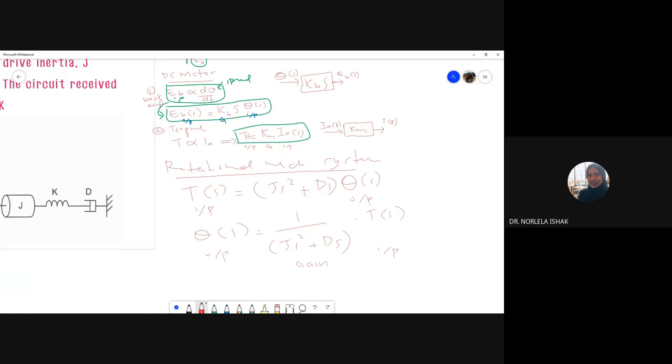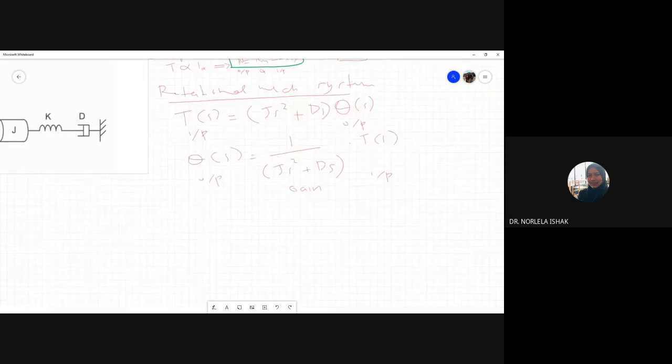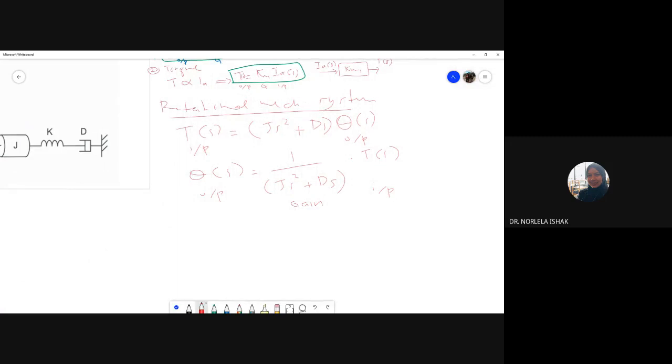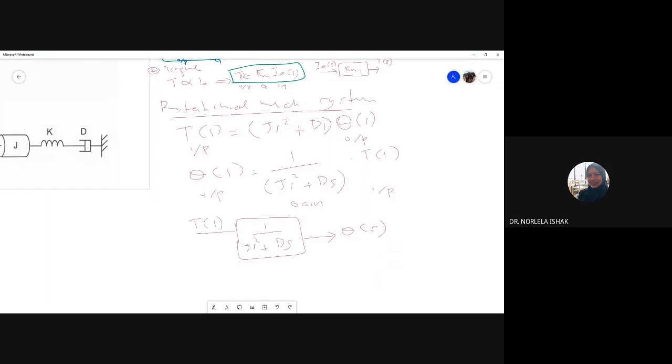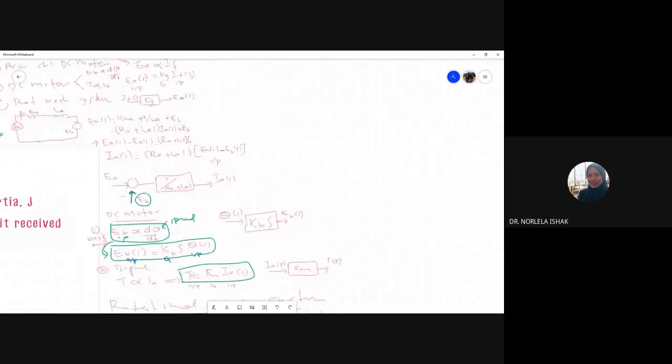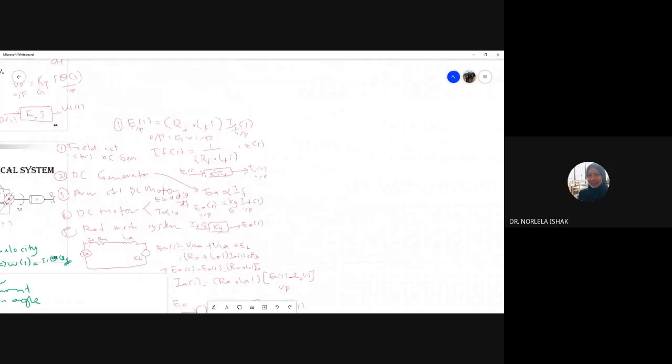From here, we make the block diagram. This is the torque, this is the gain, JS squared plus DS, and the output is theta S. Now, if we look at how many block diagrams we have, you have to combine all the block diagrams.